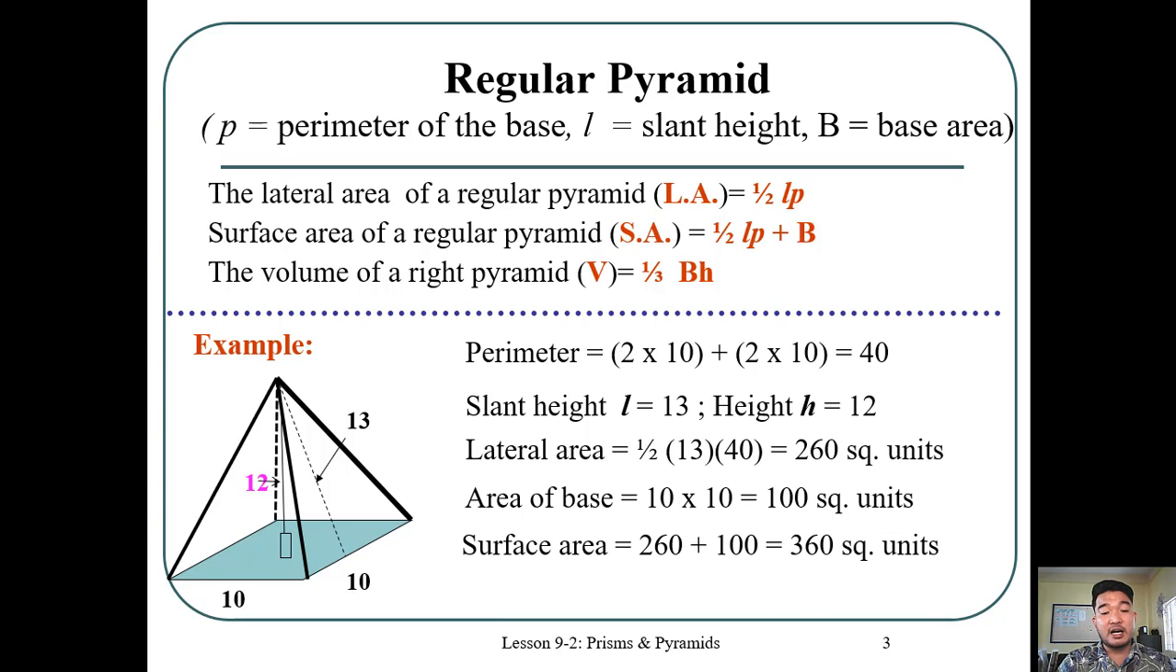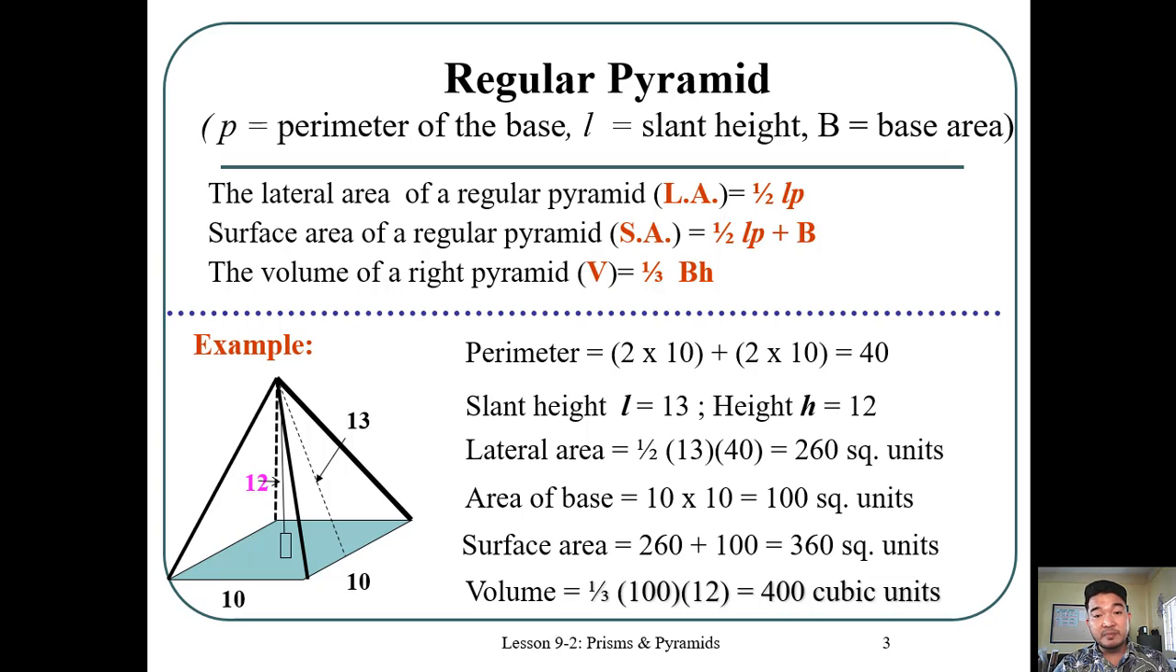So we solve for the surface area, that is lateral area plus the area of the base. So you will have 260 plus 100, that is equal to 360 square units. Then for the volume of the regular pyramid, V is equal to 1/3 area of the base times the height. We know that the area of the base is 100 times the height, which is 12. 100 times 12 is equal to 1,200. Multiply it by 1/3, so you will have 400 cubic units.